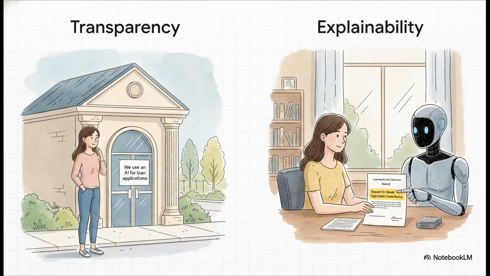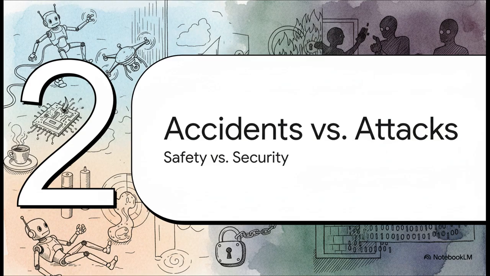Okay, let's make this real. Imagine a bank. Transparency is the sign on the wall that says, we use an AI for loan applications. Okay, good to know. But what happens when your loan gets rejected? That's where you need explainability. You need the system to tell you exactly why you were denied. Maybe it was your debt-to-income ratio. And this is why it matters so much. Transparency tells you the game is being played, but explainability gives you the rule book, so you can actually challenge a bad call.